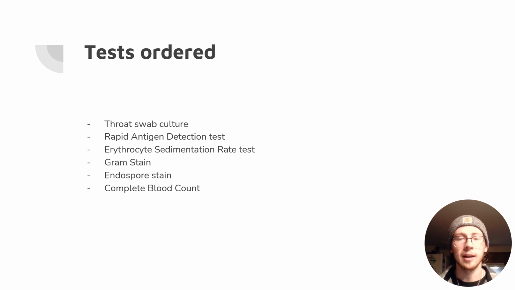They also ordered an erythrocyte sedimentation rate test, which is a measure of the body's inflammation at the time that it is taken. They also ordered a gram stain to see what the organism looks like, an endospore stain to see if it produces endospores, which could be dependent on what type of organism it is, as well as a complete blood count.